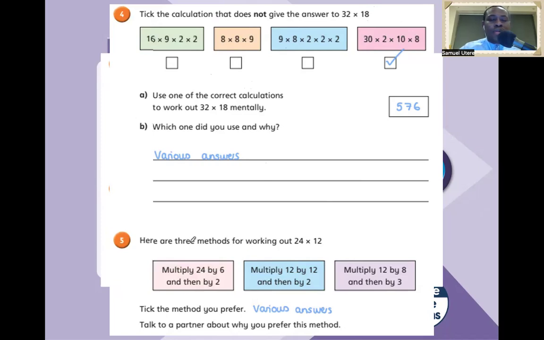Here you have 3 methods for working out 24 times 12. You were asked to choose the method you prefer. Well, I prefer this one.